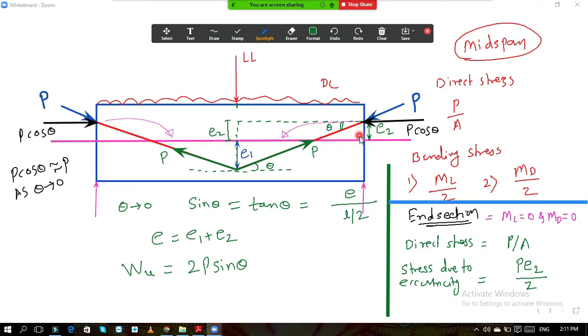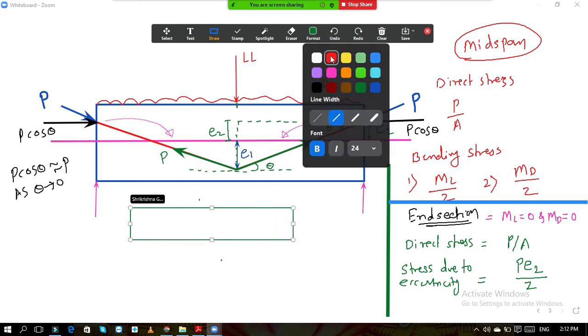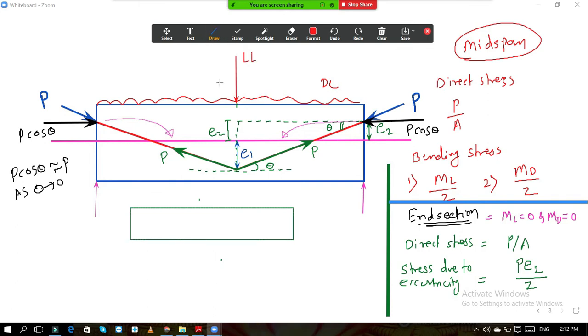Now the question is whether it is plus minus or minus plus. At top it is plus and at bottom it is minus, or at top it is minus and at bottom it is plus. For that we need to see how this beam is going to bend. For that purpose I will draw another small diagram so that you will understand. This is again the beam, and again I will show the neutral axis.